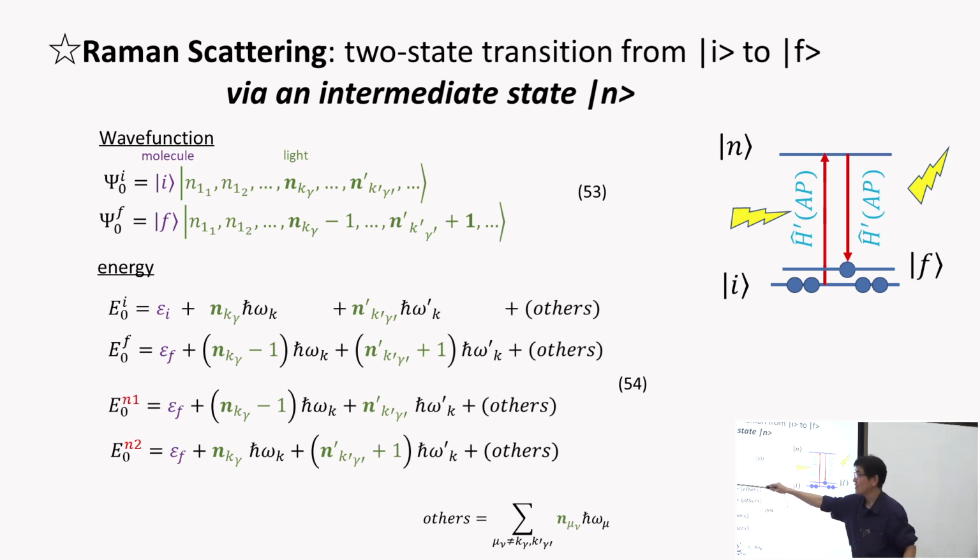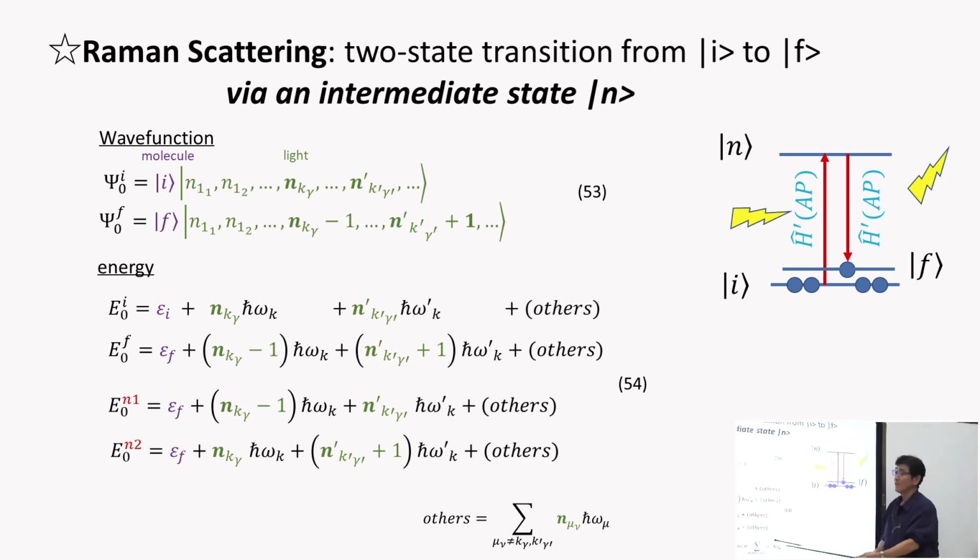On the other hand, energy is given like this. The energy of the whole system, including molecule and light, is expressed by considering the energy of the molecule, E_i, at the initial state, and the energy of light, the product of the number of photons and unit energy, plus the number of photons and the unit energy. And for simplicity, we focus on the change in the number of photons for these two parameters.